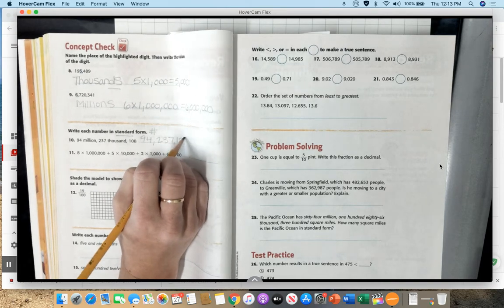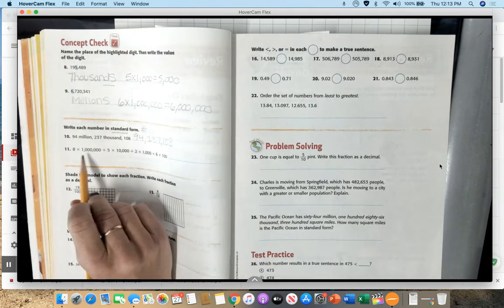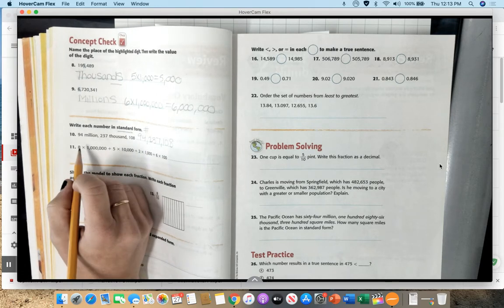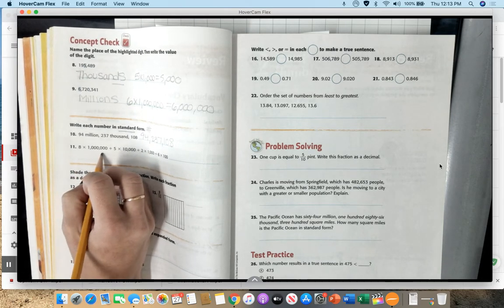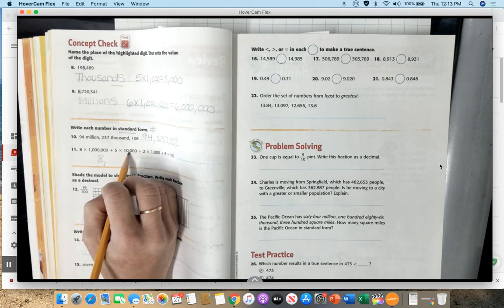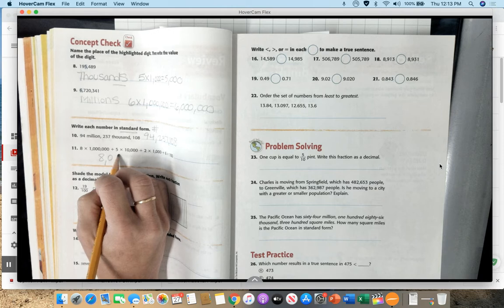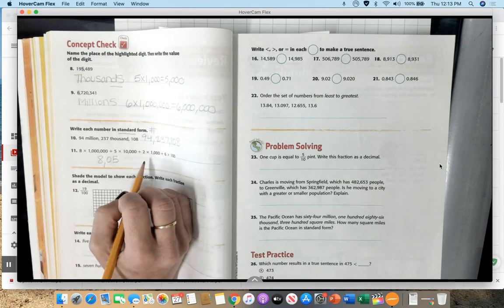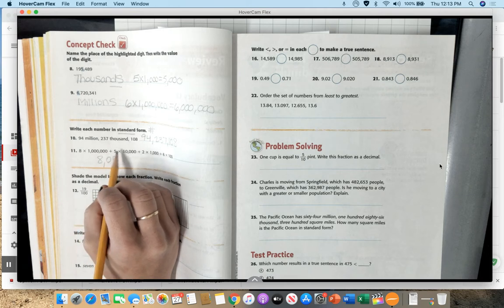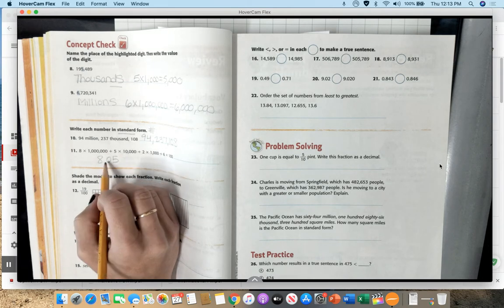94,237,108. Here it is in expanded form. I'm going to write my answer below. 8 times 1 million means there's an 8 in the millions place. 5 times 10,000 means there's a 5 in the 10,000s place. Notice I had to put a 0 in the 100,000s because that was not stated above.